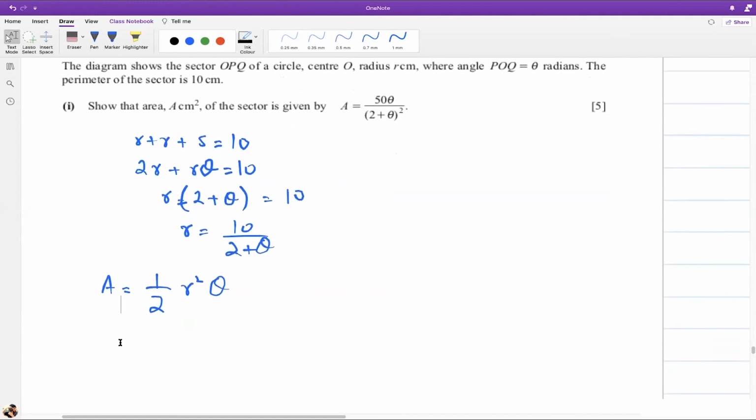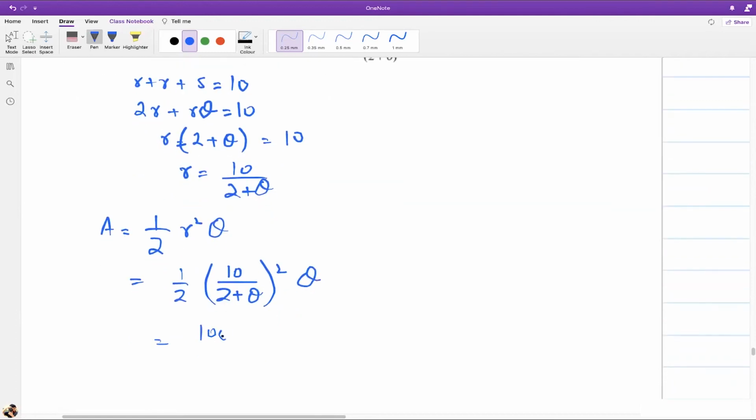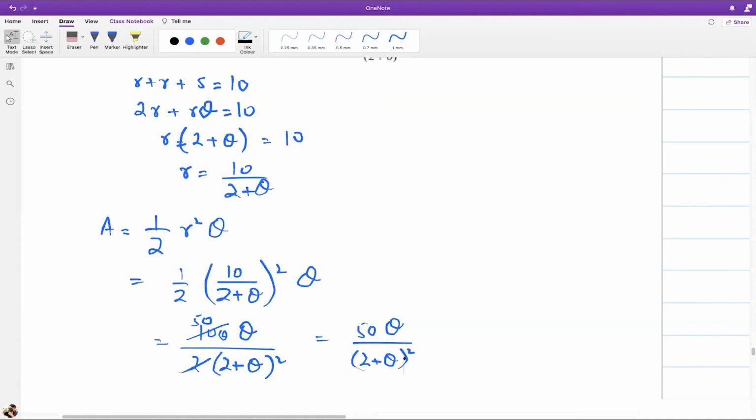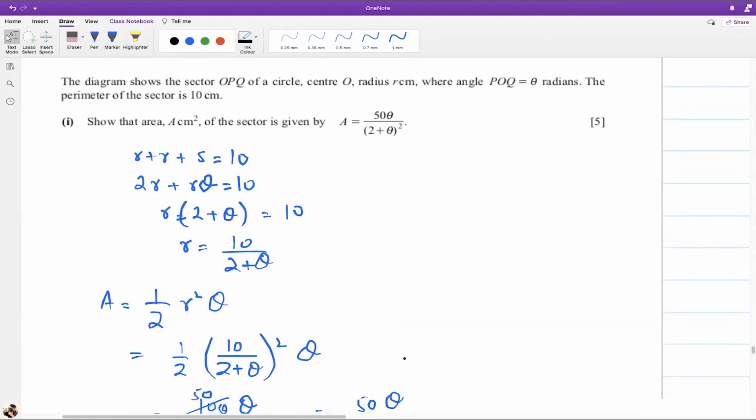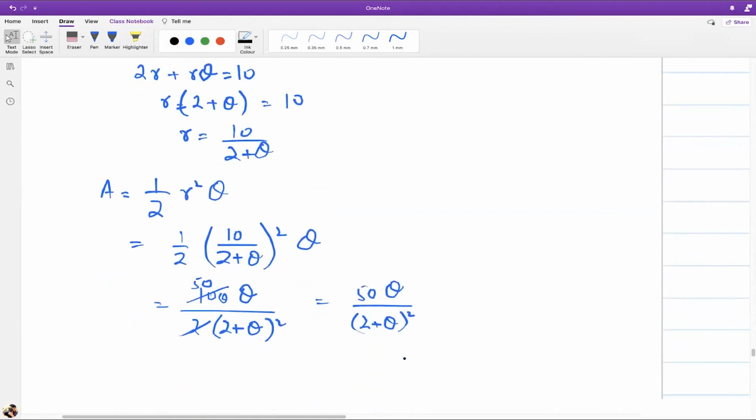So this is going to give me half into 10 over 2 plus theta square theta, ठीक है, जो कि बन जाएगा 100 theta over 2 plus theta squared, 2 कैंसिल हो जाएगा, 50 theta over 2 plus theta whole squared. क्या 50 था या 500 था? सर 500 है? 50 है, नहीं, वो 50 theta था. ओह ठीक है। वहाँ 500 लग रहा था.